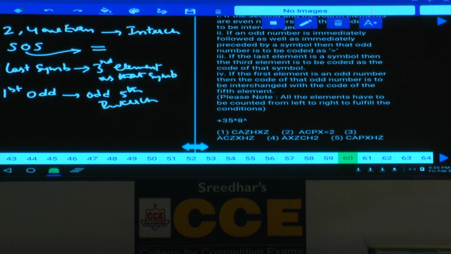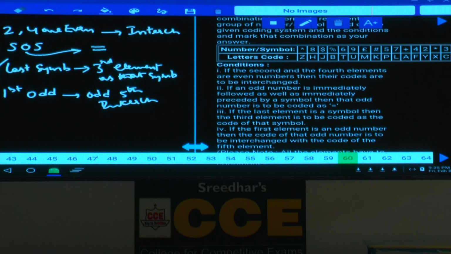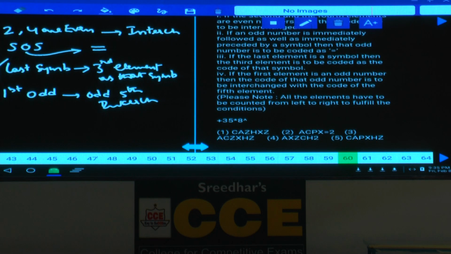Then question number 60: plus, 3, 5, star, 8 and symbol. Now it comes under which category? Second and fourth are not even, and symbol, odd and symbol is also ruled out, and the last one is a symbol. So it comes under condition number 3. The last one is a symbol, then the third element is to be coded as that symbol. Now what is the code of this symbol here? The code of this symbol is Z, and the third element should be coded as that Z.